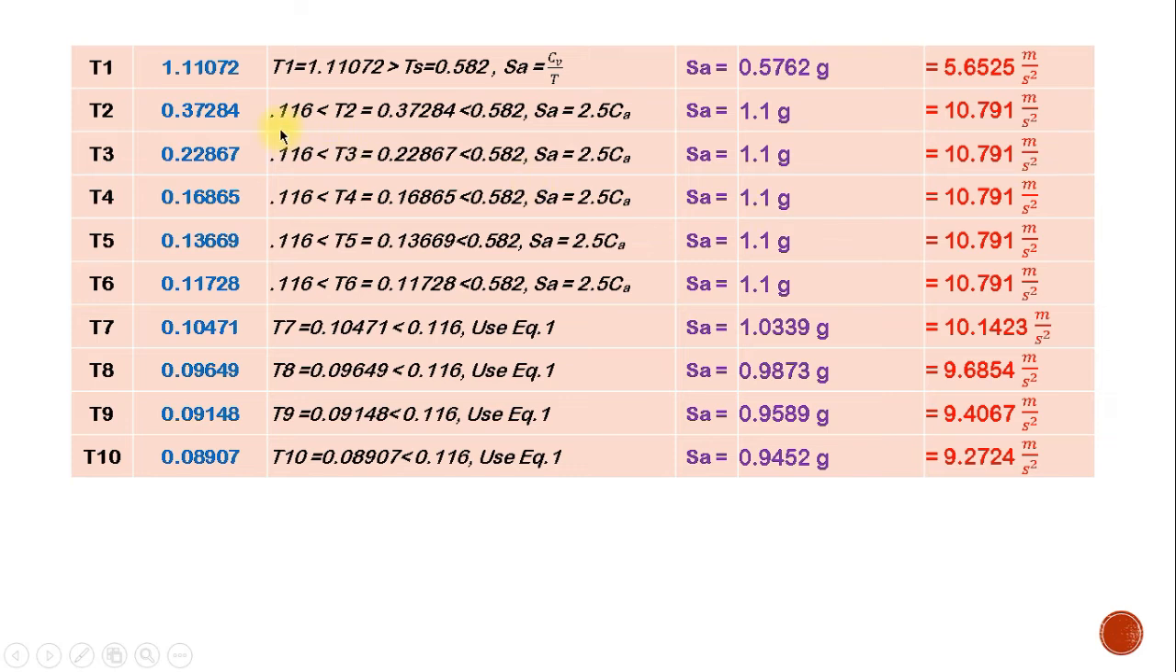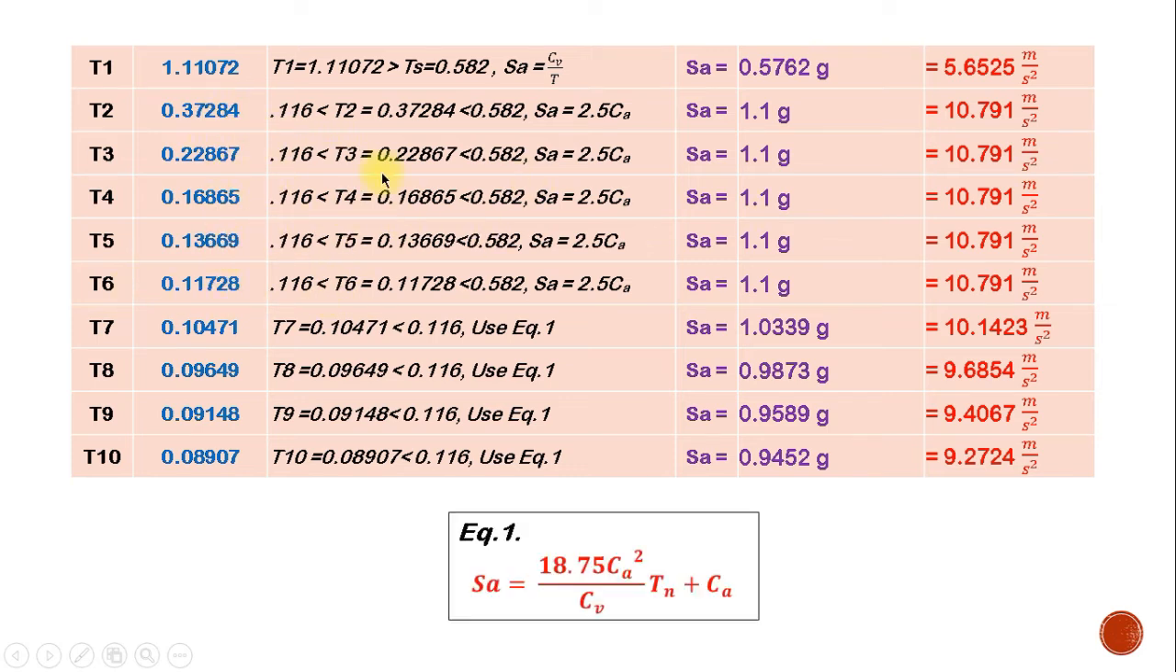acceleration. And for mode 2 hanggang mode 6, since ang ating model period ay nasa pagitan ng 0.116, ito yung ating 0.2 TS, at ang ating 0.582 na ito yung ating TS. Nasa pagitan lamang sila ng ating dalawang limits. So, ang ating magiging formula ay spectral acceleration is equals to 2.5 CA. So, i-multiply na natin yung CA, which is equals to 0.44 times 2.5. So, ang ating magiging SA is 1.1 G or the gravitational acceleration.